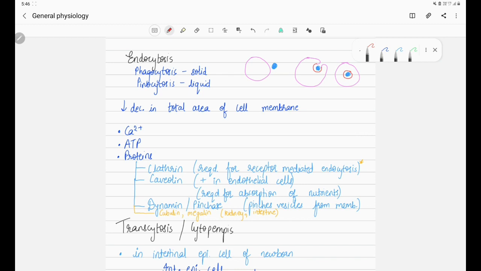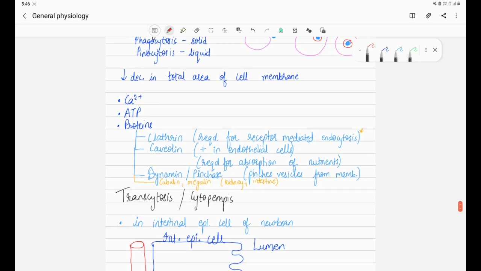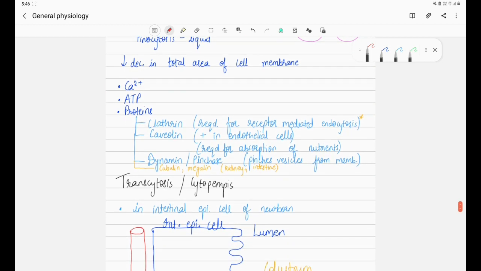Now based on the substance, we say it is phagocytosis or pinocytosis. If it is solid, then phagocytosis. Liquid, then pinocytosis. Requirements of endocytosis: there is calcium, ATP and proteins: clathrin, caveolin, dynamin or pinchase, cubilin, megalin. Now what is clathrin? Clathrin is required for receptor-mediated endocytosis. Caveolin is present in endothelial cells and it is required for absorption of nutrients. And dynamin or pinchase pinches the vesicles from the membrane.